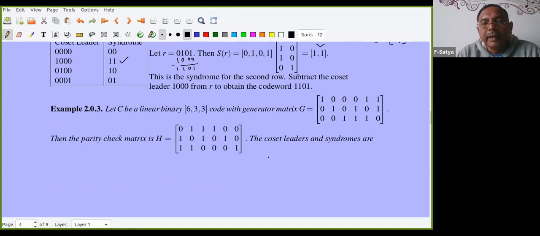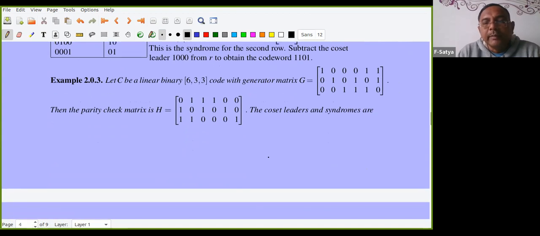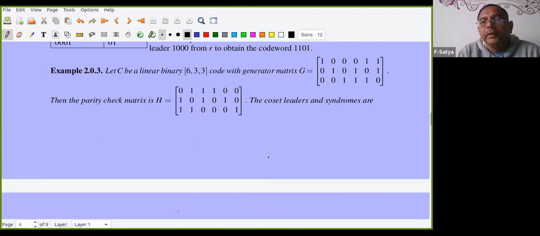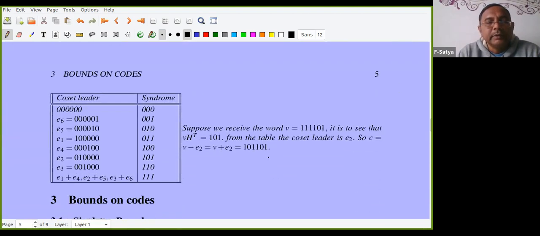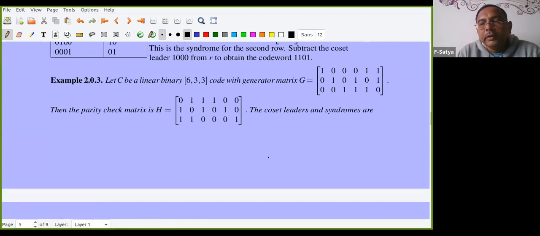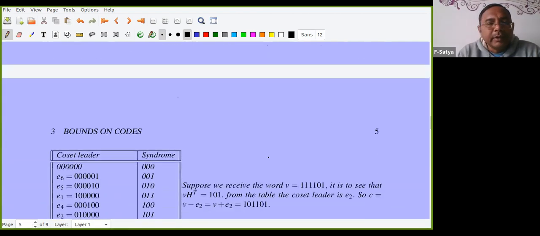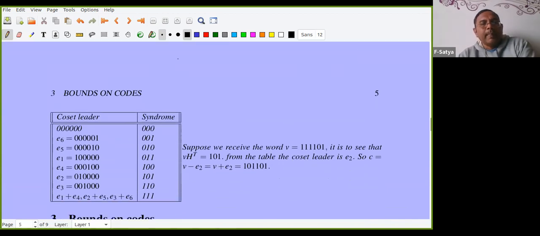For example, I have a binary linear 6, 3, 3 code given like this. Then the parity check matrix H is given like this. The coset leaders and the syndromes are given like this. Are you fine with this? The first coset leader I took like this. Don't worry, whatever you take. The coset leader is 0 0 0. When it is the all 0 vector, the syndrome is also 0.